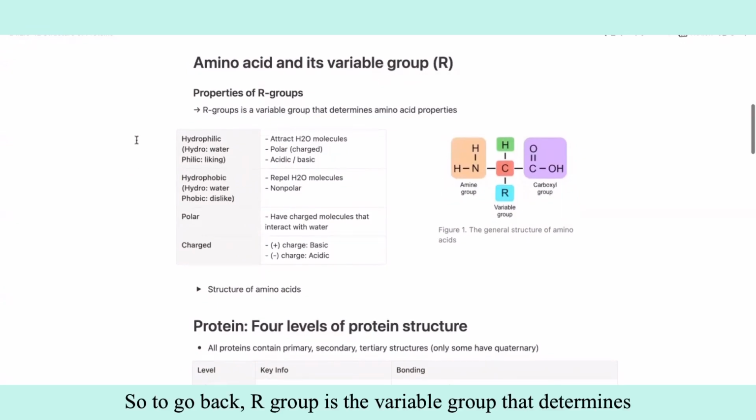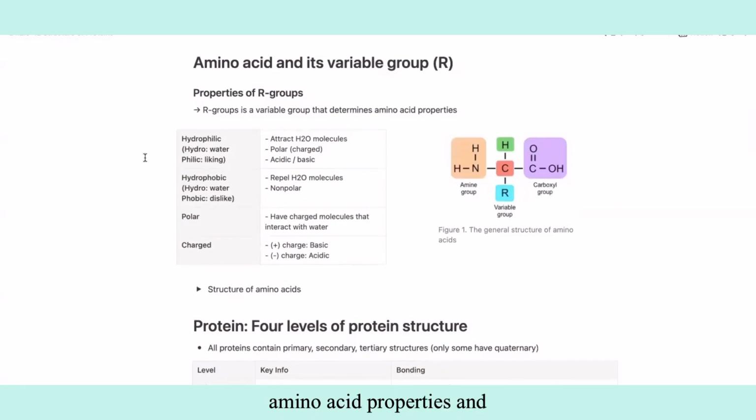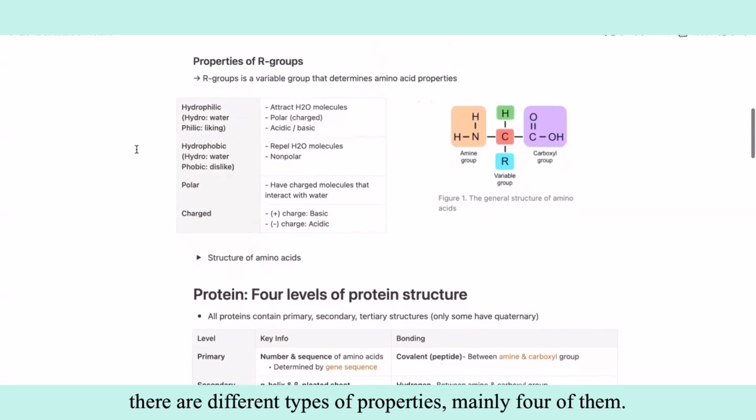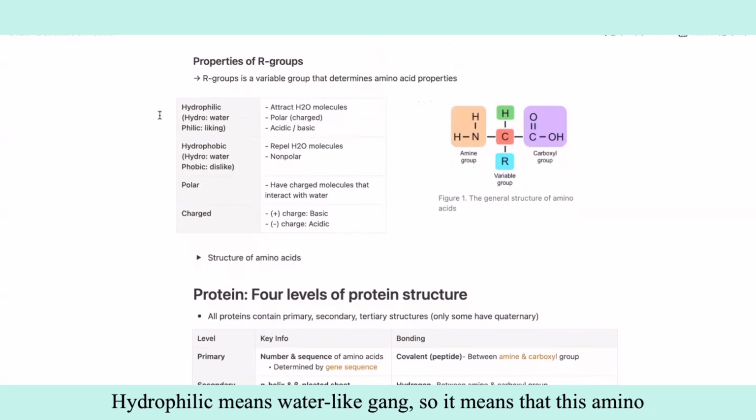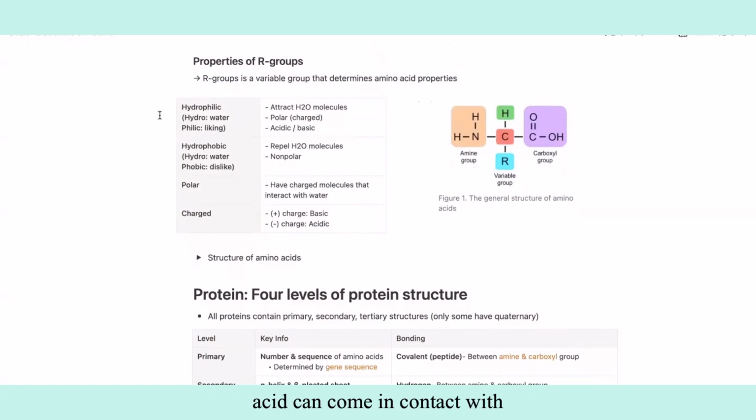So to go back, the R group is the variable group that determines amino acid properties, and there are different types of properties, mainly 4 of them: hydrophilic, hydrophobic, polar, and charged. Hydrophilic means water liking, so it means that this amino acid can come in contact with water and other fluids.